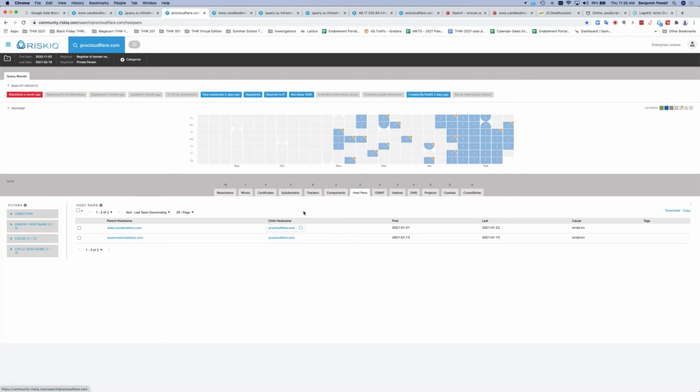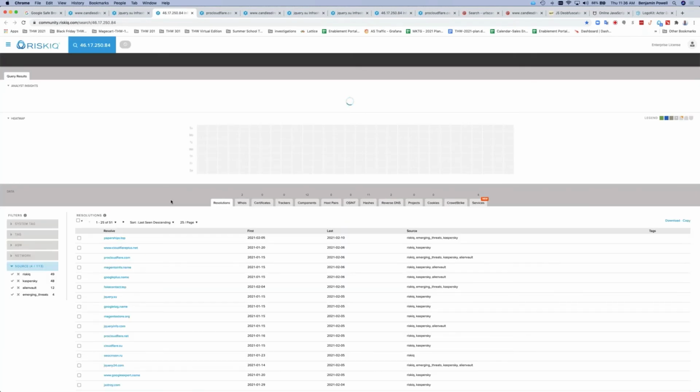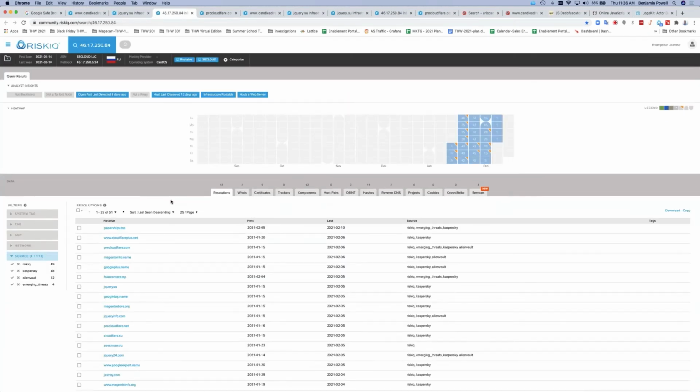Okay, well, let's go back to jQuery.su. I'm going to look at an IP address here. Let's look at this one because that's around the time period. The 15th was during that time period. So I'm going to open that up in another tab. If I take a look at this IP address now, oh, I see something now.